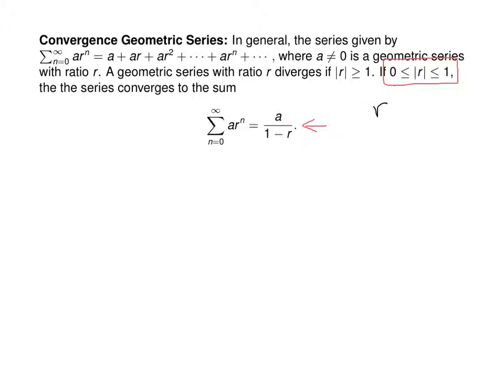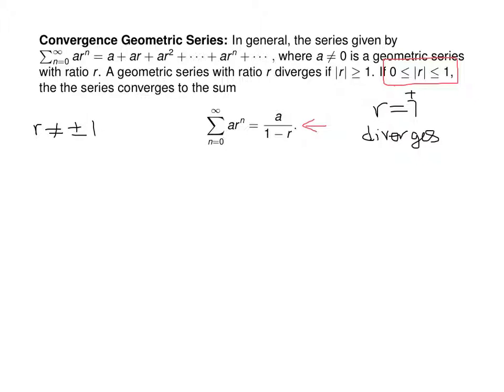If r is equal to 1, we're going to have the sum of a. And so we already had examples like that, like the sums of the 2's and the 1's. And so if r is equal to 1 and actually also negative 1, this series is going to diverge. So we're going to assume that r is not equal to plus or minus 1.